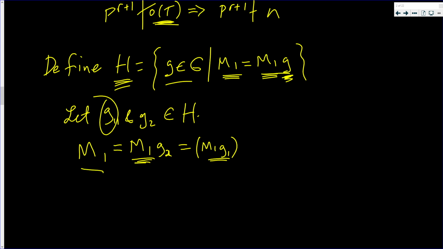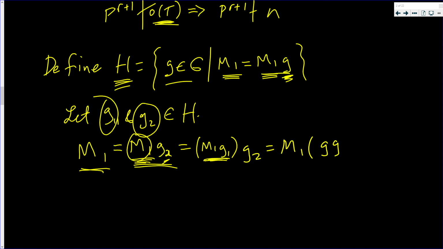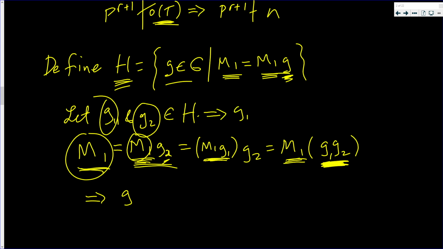That means, let's talk about G2 first, that M1 is equal to M1 times G2. But now, M1 is equal to M1 G1. Let's not forget the G2. Invoke the associative law. So now we have M1 is equal to M1 times that. I don't care what that is. If M1 is equal to M1 times an element in G, this implies that G1 G2 is in H.